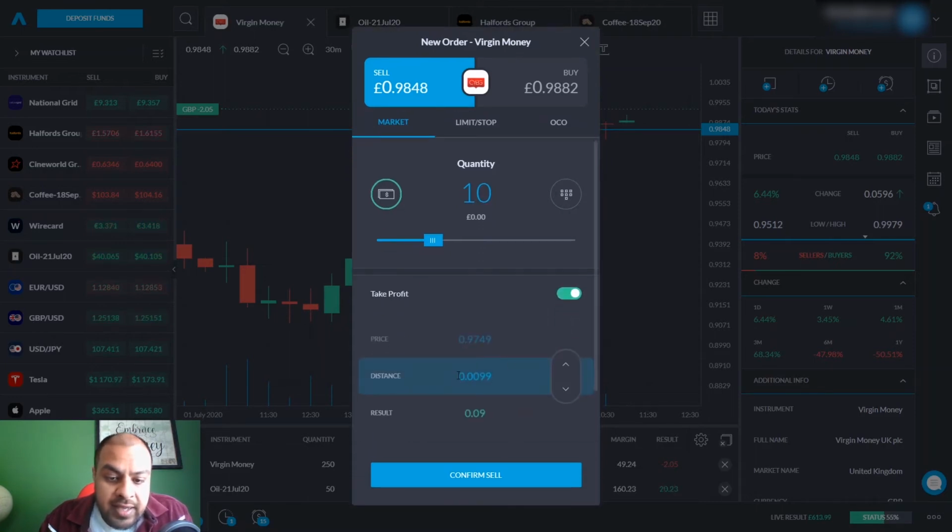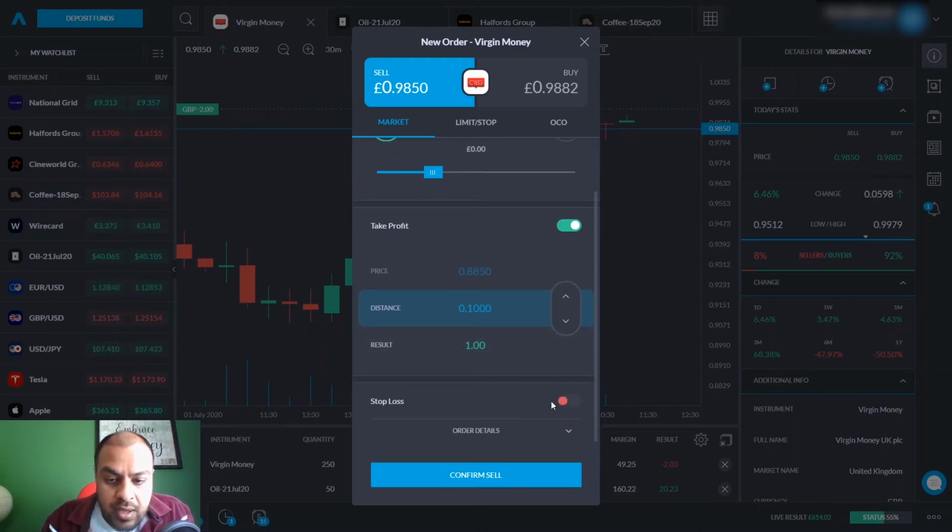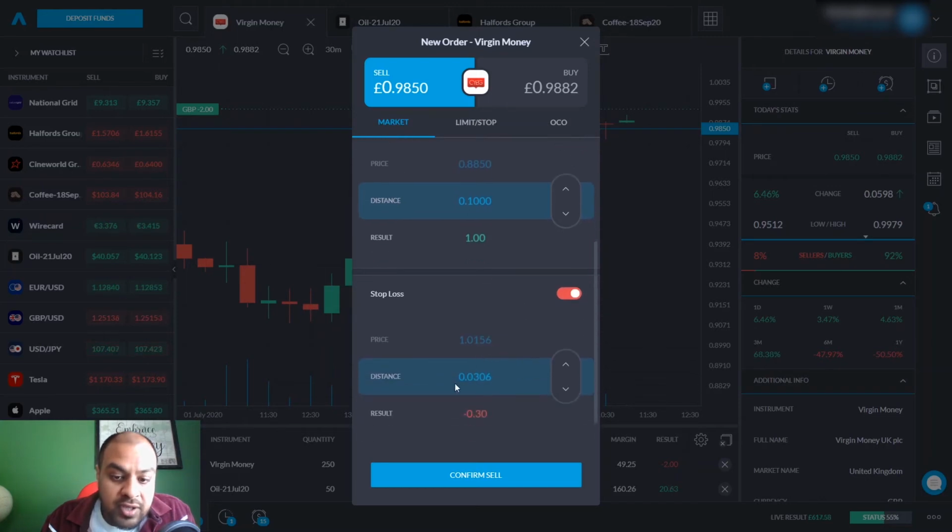So take profit, I can say if the price goes down by 10p, and it gets to 0.88, I'm going to make £1 profit. Stop loss, so if it goes the other way, if it actually does start to climb, again I'll put that as 10p. So if it climbs up, it's going to give me a loss of minus £1.06. So if it gets to £1.09, that's my loss.